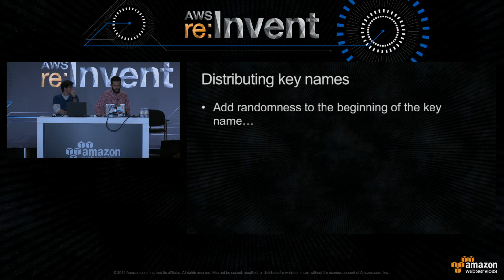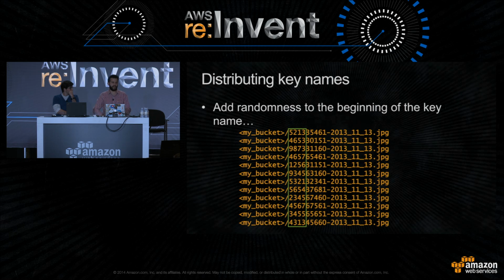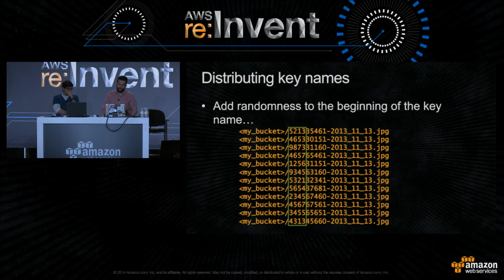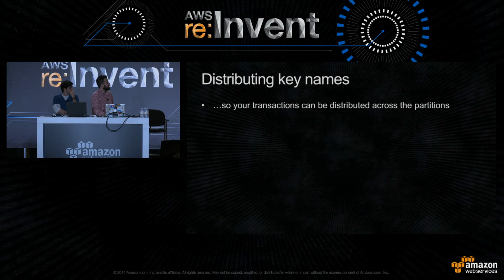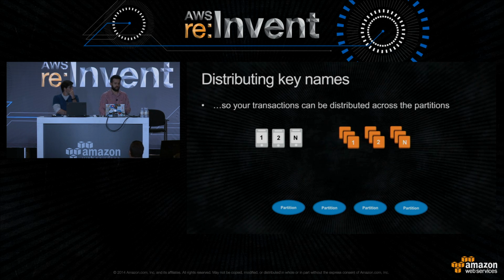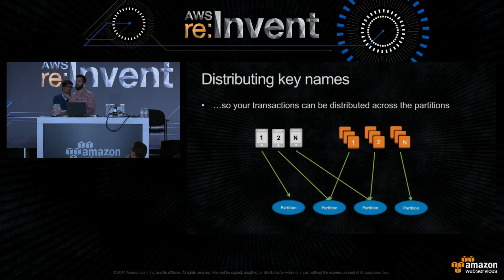So what we advise is to add some randomness to the beginning of your key names. When you do something like that, as you can see, we have random numbers, random algorithms at the beginning of our key names. Behind the scenes, if you take a look at the same application, all of your transactions will be able to be distributed evenly across the partitions. So you have your partitions, and the transactions will be able to hit different partitions during the occurrence of an event, okay?